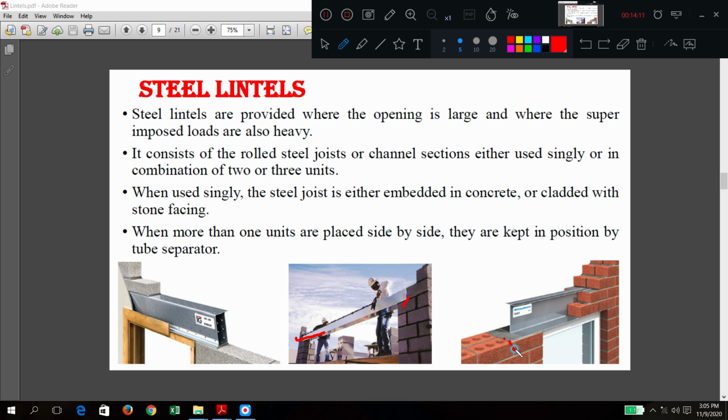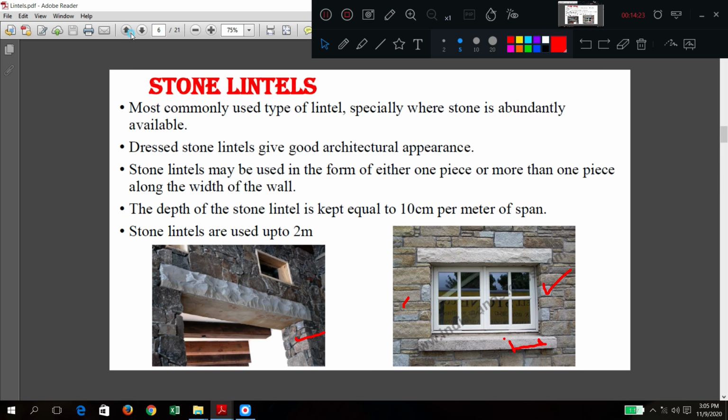So this portion which is there inside the wall is the bearing. Okay, how is the construction done? Can you see steel lintels? I'm just telling you the diagrams. Okay, the theory portion I'm explaining right now. Here is also one more window.